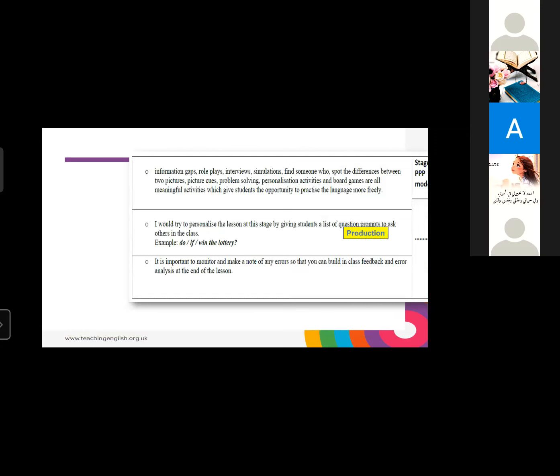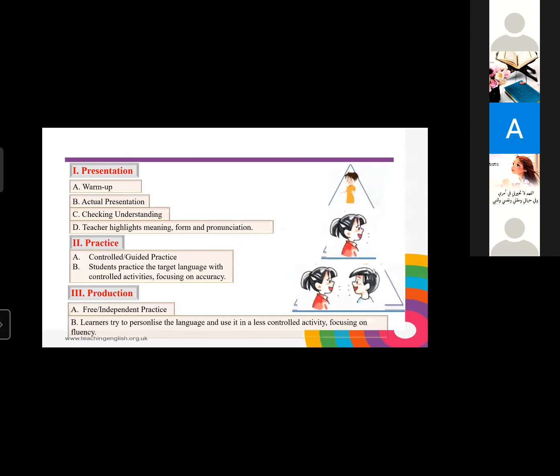Let's move to the second one. From your point of view, do we all apply this approach with our learners or not? The PPP approach: presentation, practice, production. Do we apply this model with our learners in planning our lessons? Yes, of course. Okay, from your point of view, does it have some advantages?